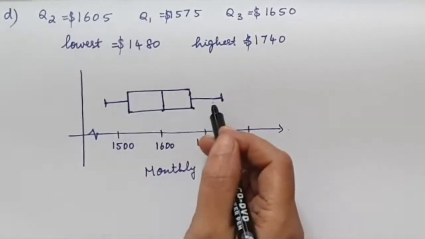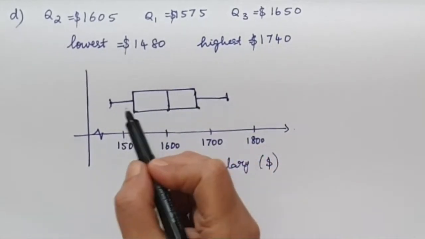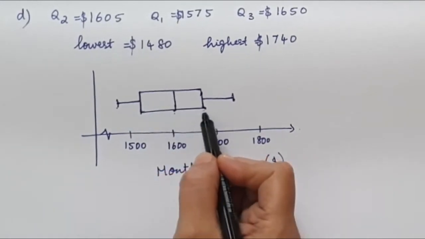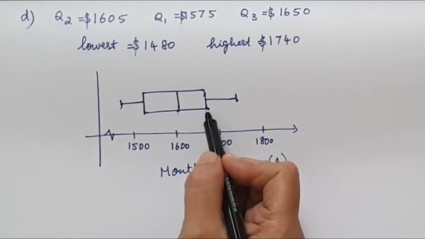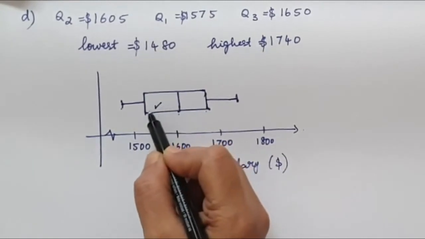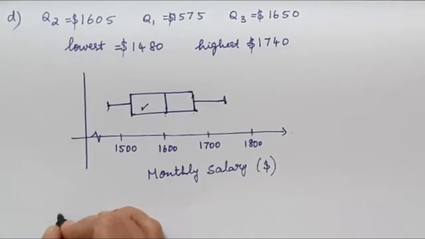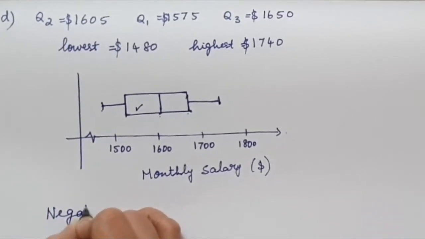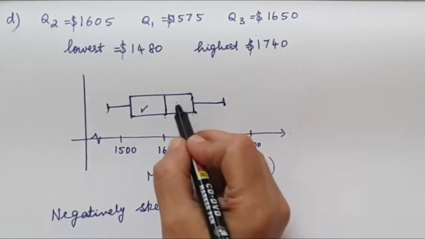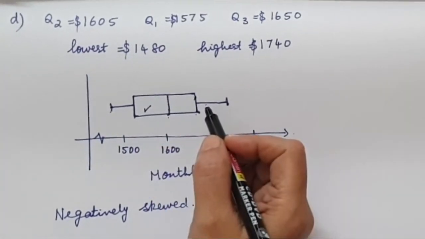Now in this box and whisker plot, we have used the lowest value and the highest value. This will be the lower quartile, that is Q1. This is the median Q2 and this is the upper quartile Q3. So all this information we have represented. If we take this side, we have more values compared to this side. That is why our final answer will be, it is negatively skewed. Suppose if this side has more values, then it will be positively skewed. If it is equal, then you write it as symmetrical.